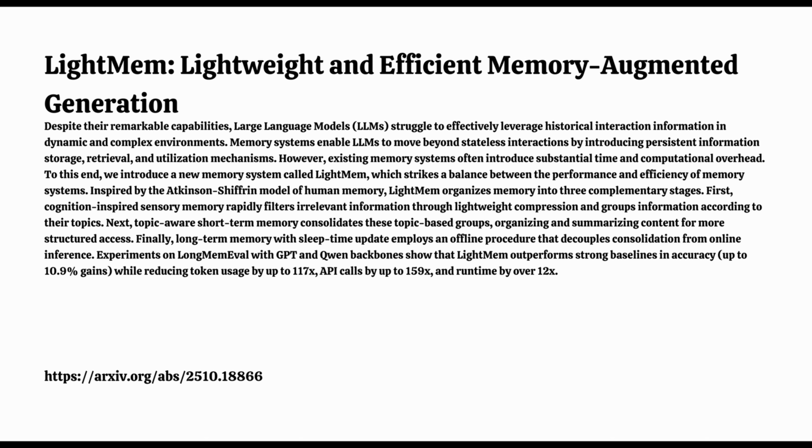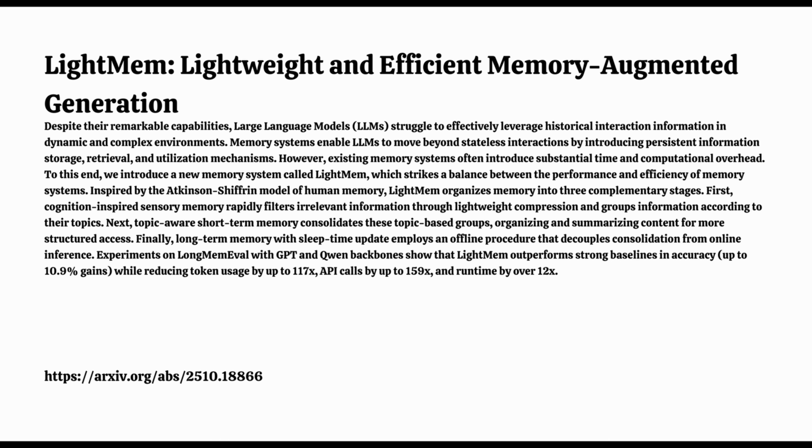That's solid improvement. But the really eye-popping numbers were the efficiency gains, right? The cost savings. Oh, absolutely. This is where the cognitive inspiration really seems to pay off. Token usage dramatically reduced. Up to 117 times fewer tokens needed in some configurations, particularly noted with the Qwen backbone. 117 times fewer tokens? Wow. And API calls. That's often the real budget killer. Reduced by up to 159 times, especially seen with the GPT backbones. 159x. Yeah. That changes the economics entirely. Makes complex, long-running conversations actually feasible.